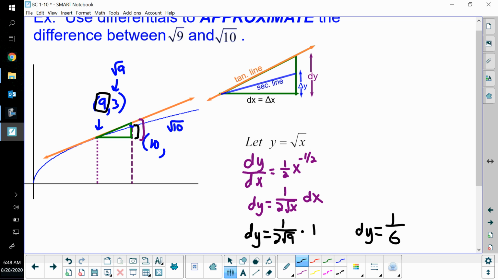1/6 is a nice rational number. Square root of 10 is an irrational number. So the differentials give us something that's pretty nice to look at and wrap our heads around. If we go from square root of 9 to square root of 10, the y value should increase by approximately 1/6. And if you wanted to do square root of 10 minus square root of 9, in other words, square root of 10 minus 3, and compare that decimal to the decimal value of 1/6, you can see that it is pretty similar.